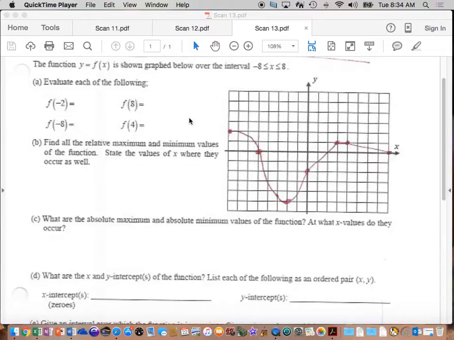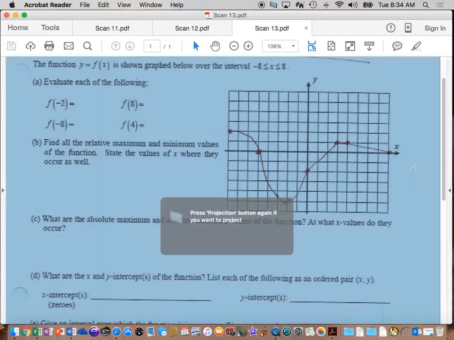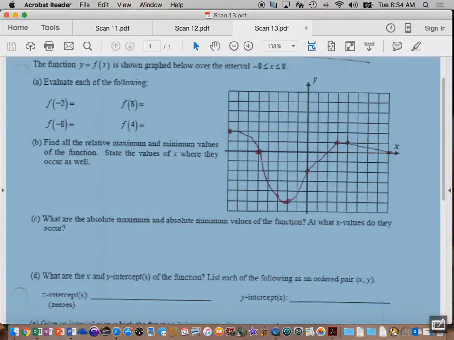Okay, so here's the deal. Well, we're going to look at it in blue. Okay, so the function y equals f of x is graphed over the interval from -8 to 8. So in other words, x stands for what, input or output? Input. So for all the inputs from -8 to +8, here's the function, it's graphed.